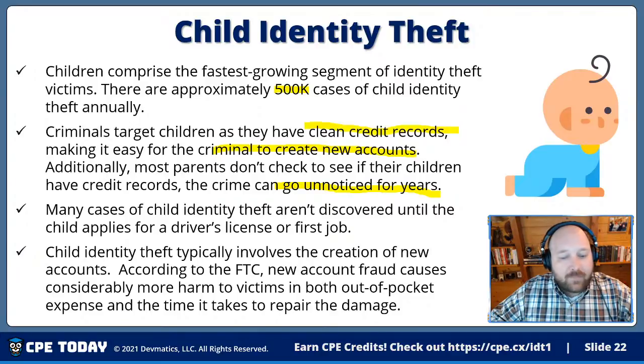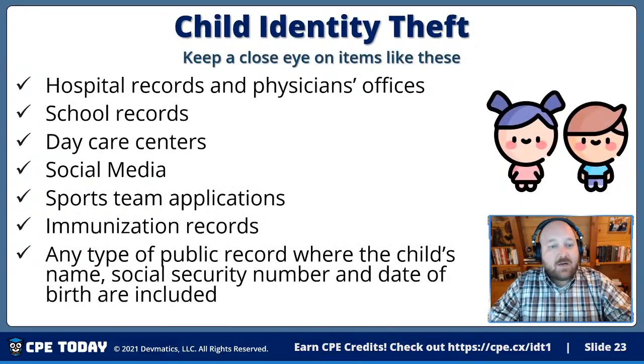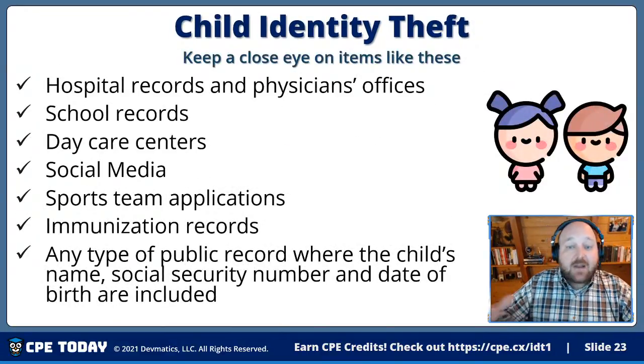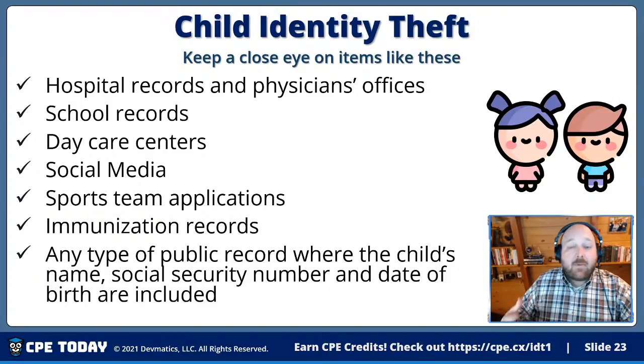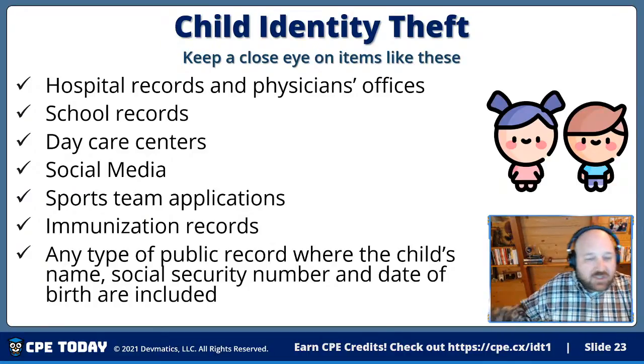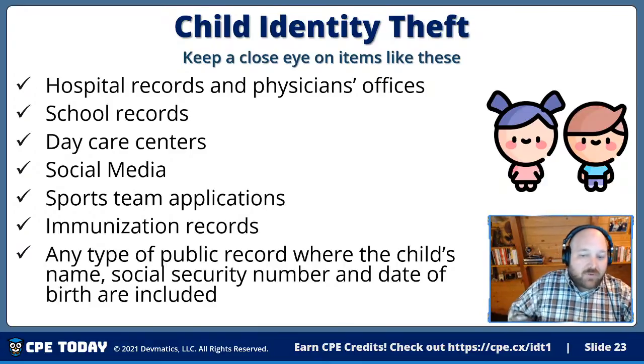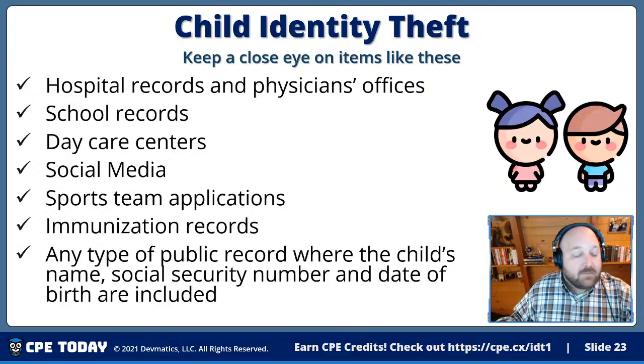So, with the risk to kids, it can go on for a long period of time. We need to be a little bit more cognizant of some of the specific data for our children in the same way that we would be cognizant of our own and protect it in the same way that we would do for our own. So for kids stuff, here's some ideas: hospital records, physician's office, keep track of their medical data, from the point of birth all the way through their childhood and teens and beyond.